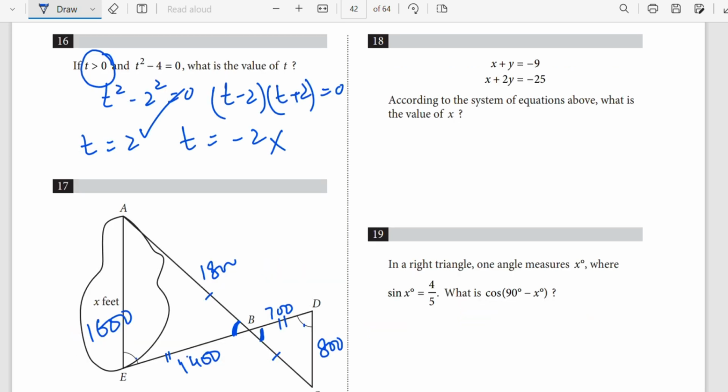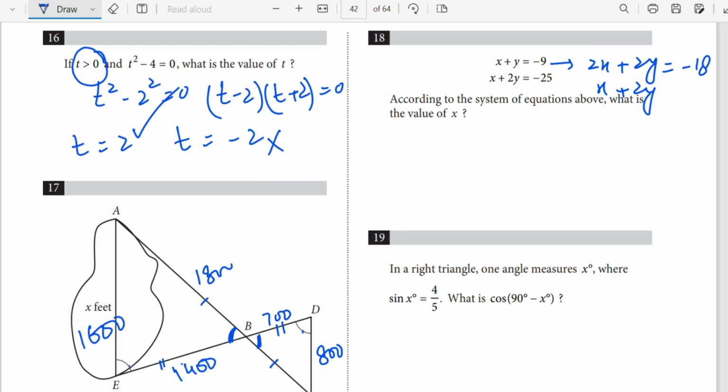Okay. Question number 18. x plus y is equal to minus 9 and x minus 2y is equal to minus 25. According to the system of equations above, what is the value of x? Either you can multiply the first equation by 2. So 2x plus 2y is equal to minus 18 and x minus 2y is equal to minus 25. So you can add them. x is equal to 7 only. The answer is x is equal to 7.